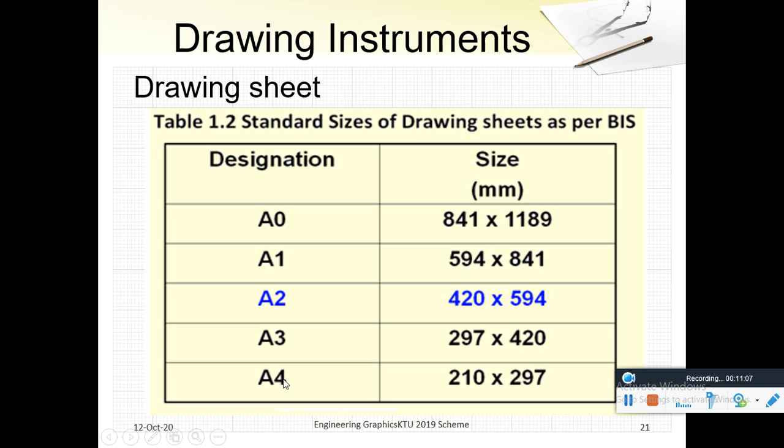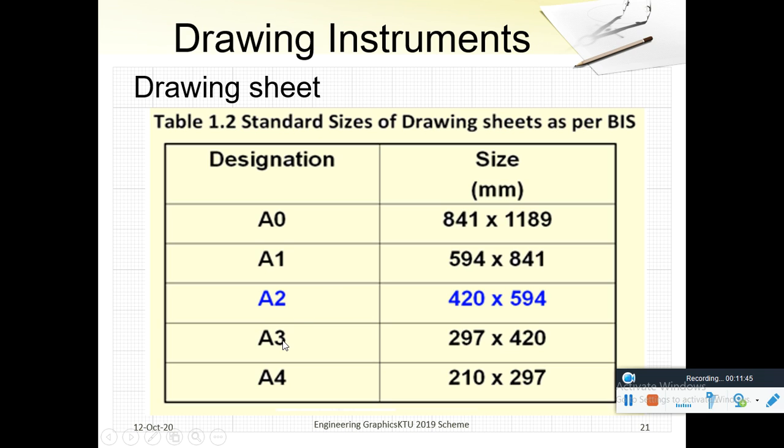All of you know the size of A4. A4 is equal to 210 by 297 millimeter. That is 210 in width in this direction and 297 in this direction. That is our usual A4 size paper. And A3 is double of it. So you can easily see that 297 comes here and 210 is doubled here, 420.